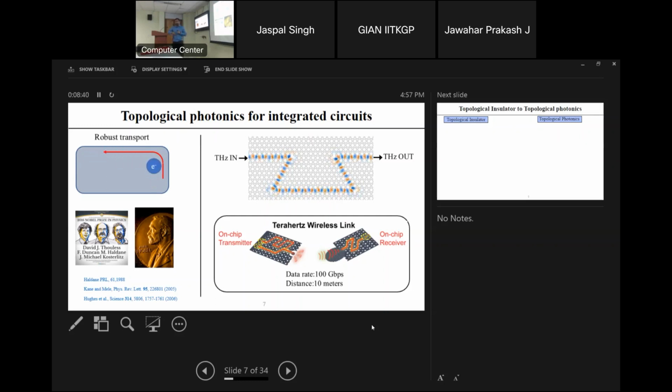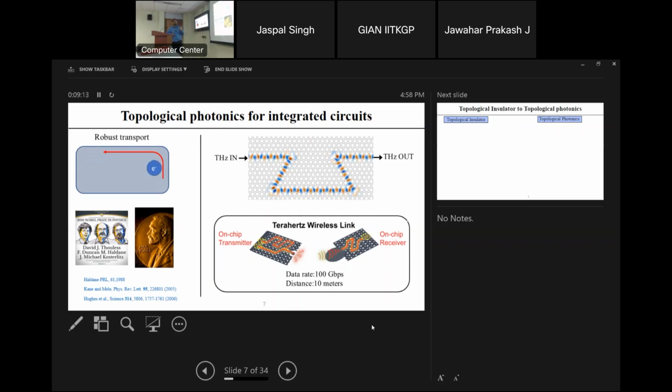Then once the platform was set, we were ready to come up with our proposal, and we put a very bold proposal to the Singapore Prime Minister's office. We said we wanted to develop a terahertz wireless link, where we will develop an on-chip transmitter, everything at chip scale, then an on-chip receiver, and we will send even 100 Gbps of data. The distance will be small, because right now we don't have high power terahertz sources.